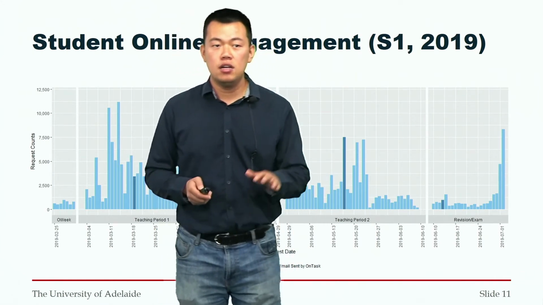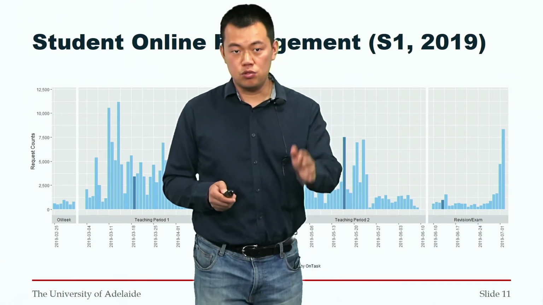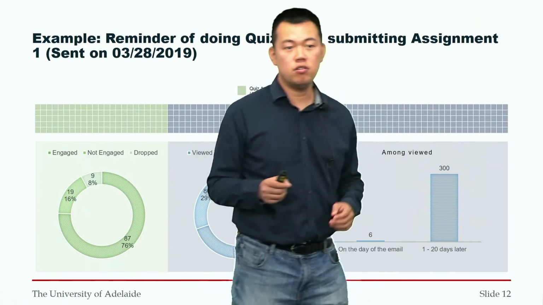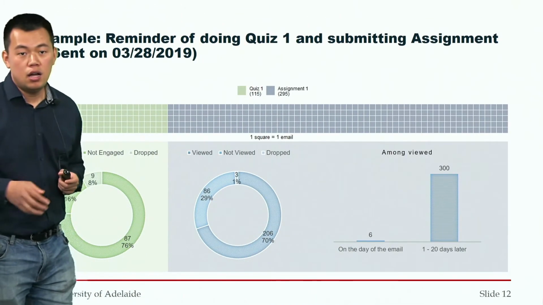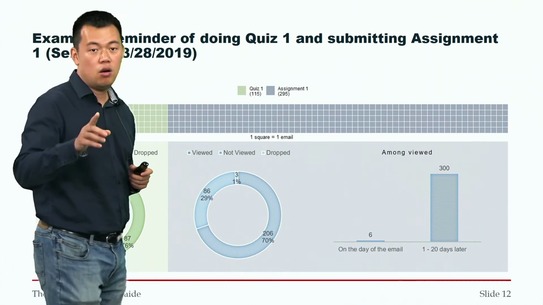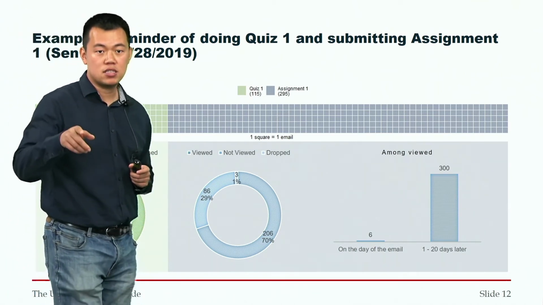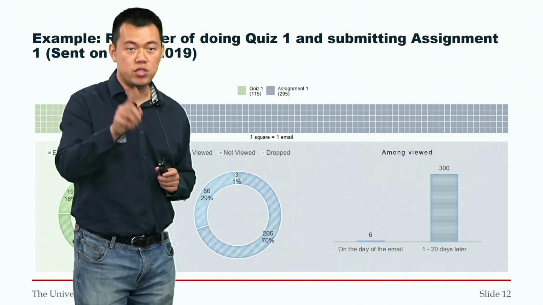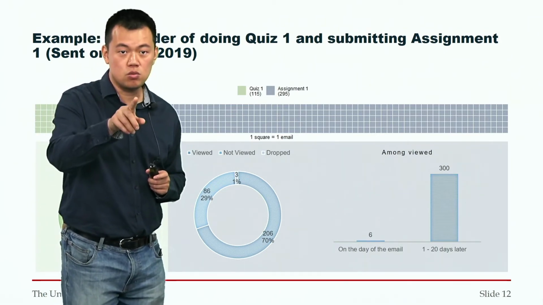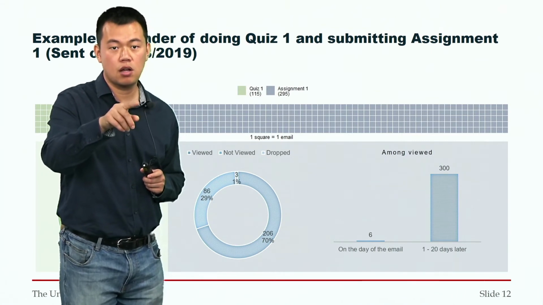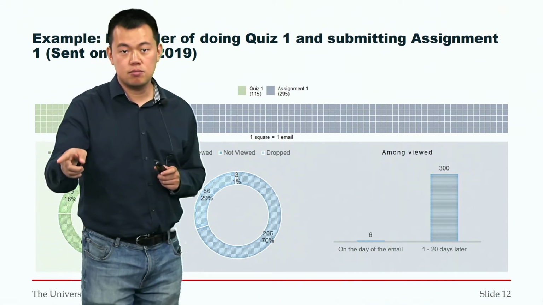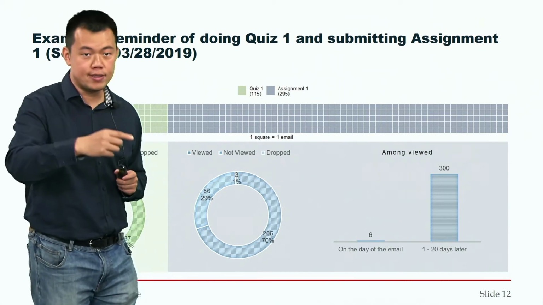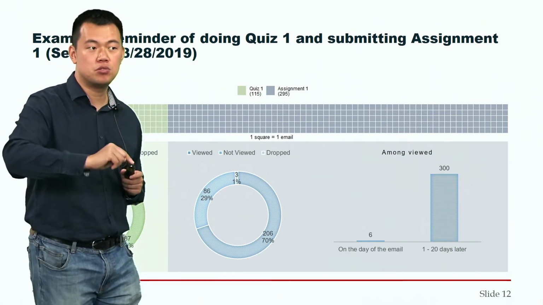As we can see, in semester 1, let's just move to the next slide, which is very impressive. On the day when I sent the OnTask message or email to the students, 1 week before quiz 1 was due, only 6 students viewed the quiz. And in the next 20 days, the views rose significantly from 6 to 300.